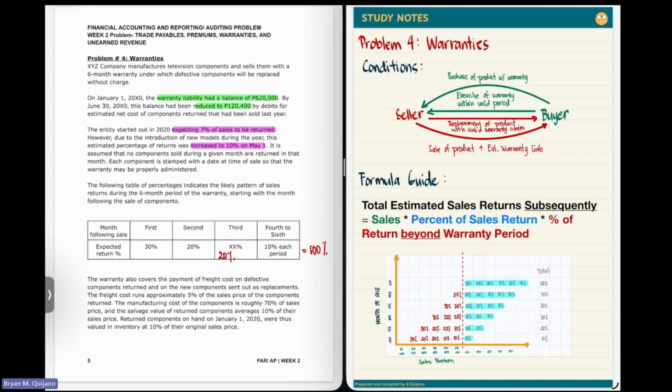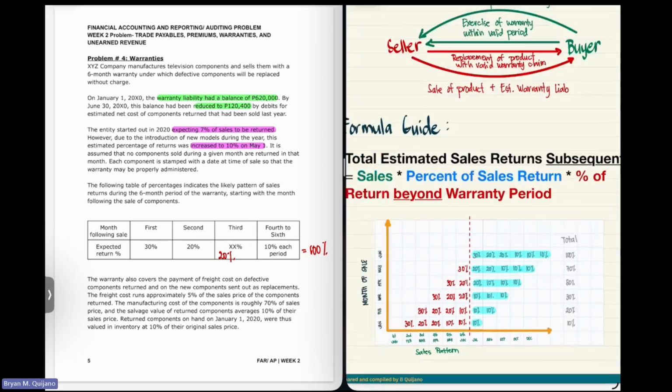According to the problem, the month following sales will have an expected return of 30%. The second month is 20%. The third month is not given, but we can derive it since for the whole period we will be having 100%, 100% minus 10% each period. So that will be 10 for fourth, 10 for fifth, and 10 for sixth, total of 30. Then less 30 for the first month and less 20. That's how we get 20% for the third month. Then looking at the table, we will go and plot it.